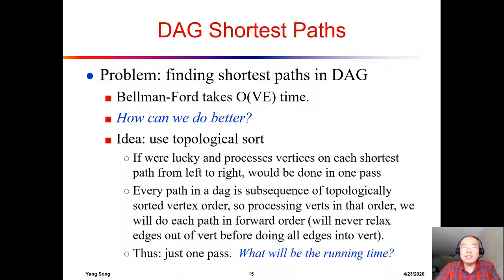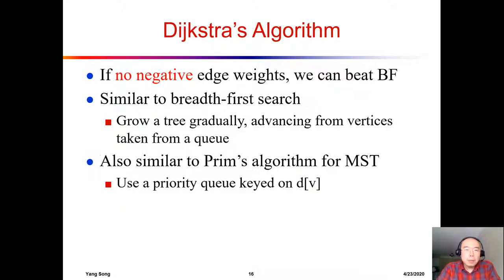It is a problem because, well, if I ask you V and E, which one is larger? Well, usually E is larger, right? So we have more edges than vertices in a graph. So that is bad. We have to visit each of the E edges V minus 1 times. So can we do better than that?